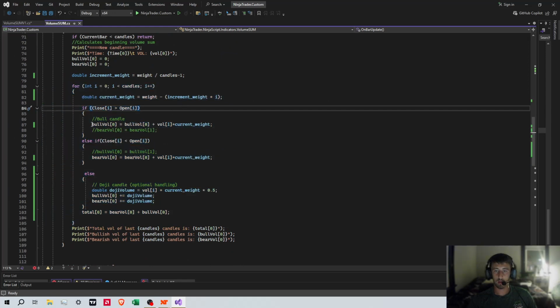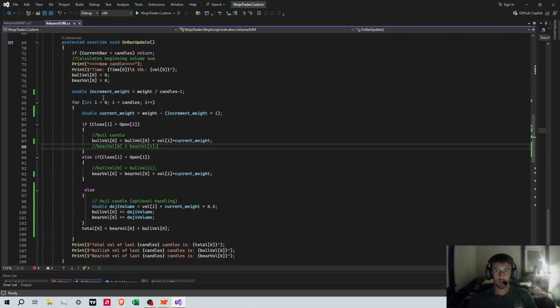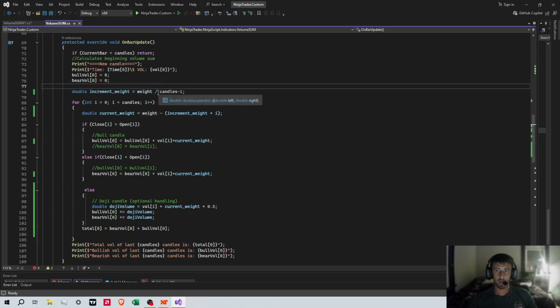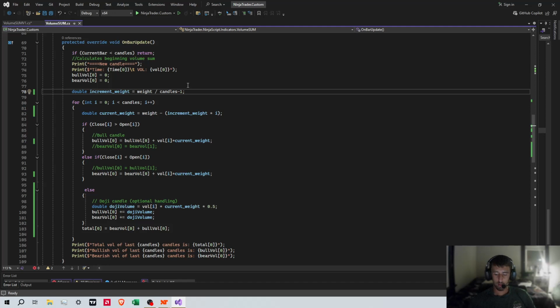If it's a buy candle, if it's green, we add the volume to the bullish volume, and then we multiply that by the current weight. So in theory, the weight should be, right, we put in, say, 100 divided by candles minus 1. Not sure why there's a minus 1, but ChatGPT did that for me. It actually should make 0 difference. So, right, weight is 5, candles is, we'll just say 10.